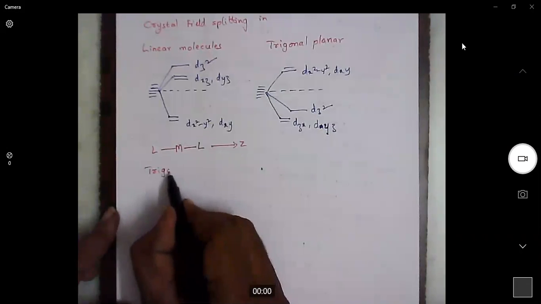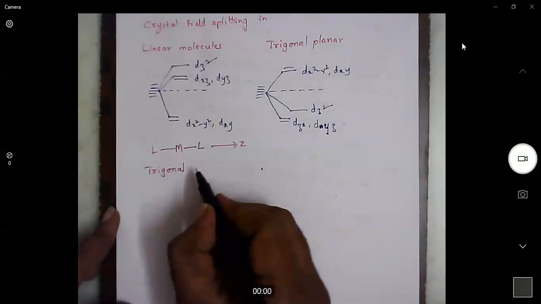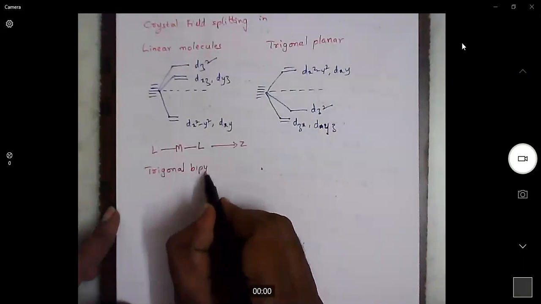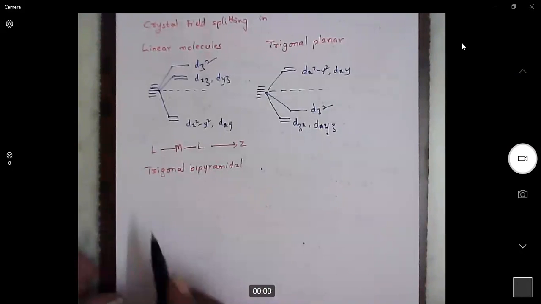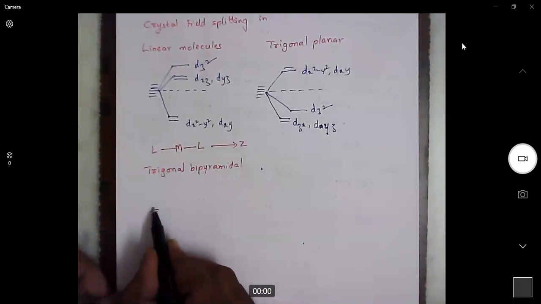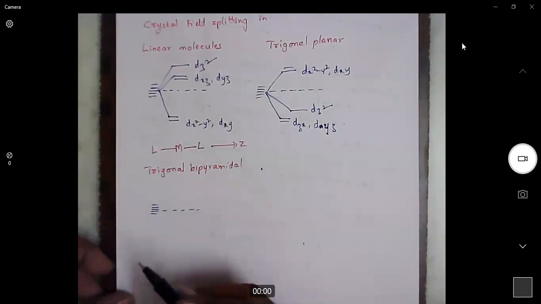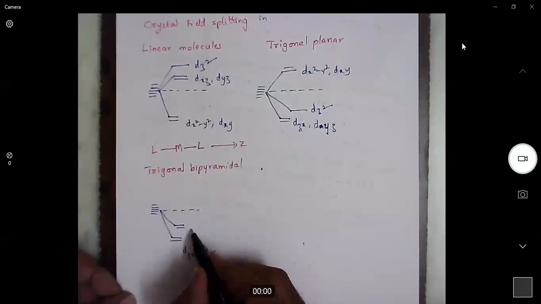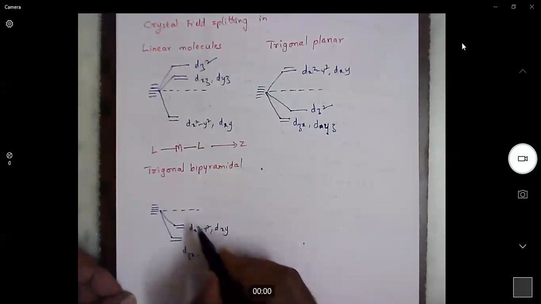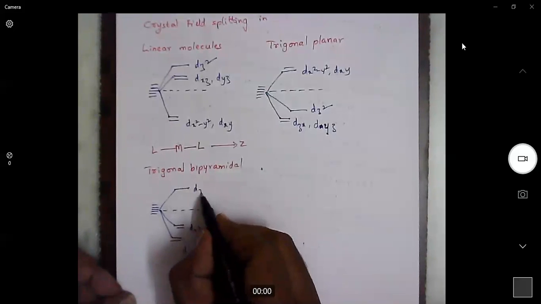Next we will see CFT in trigonal bipyramidal complex. In trigonal bipyramidal complex: dzx, dyz, dx square y square, dxy, dz square.